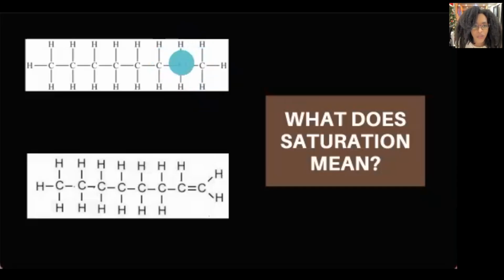In this way, carbon is said to be saturated because everywhere that it can, it is bound to another hydrogen, right? So we have a hydrogen here, here, and here. This means that it can't bind to any more hydrogens. However, if we compare it to this molecule, you can see that there's what's called a double bond here, which means technically you could put another hydrogen here and another hydrogen here. So the presence of double bonds means that this is not saturated and this is saturated.